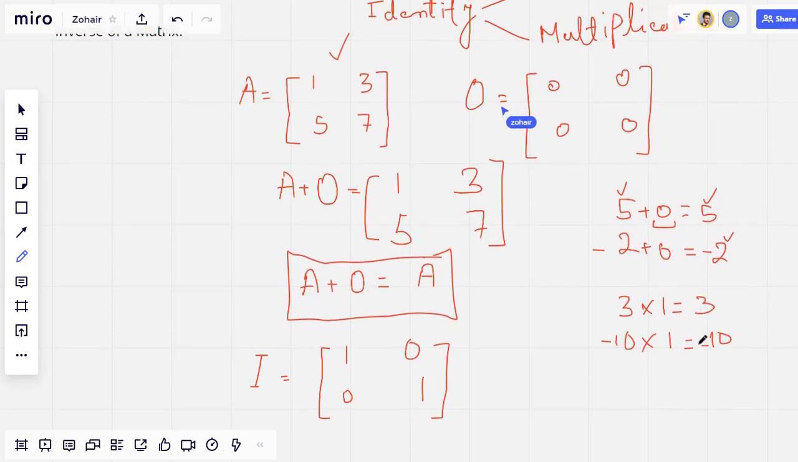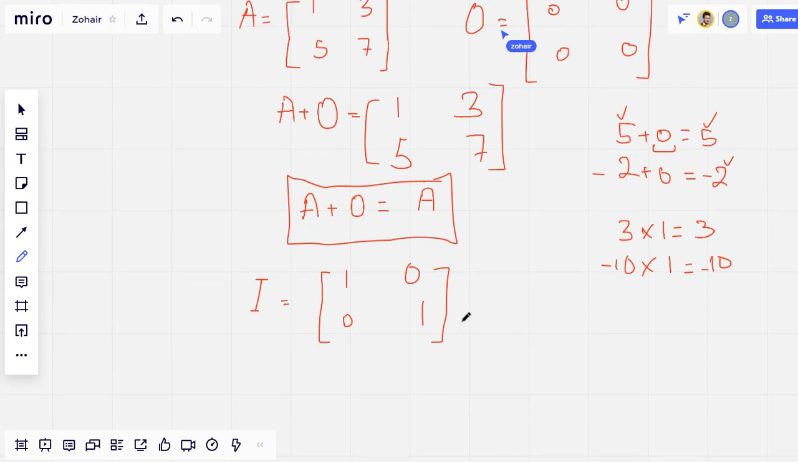Now I'm leaving this for your homework. Try it. As we have done multiplication already, multiply the identity matrix with matrix A. That's your homework. Then see if the answer is A or not.